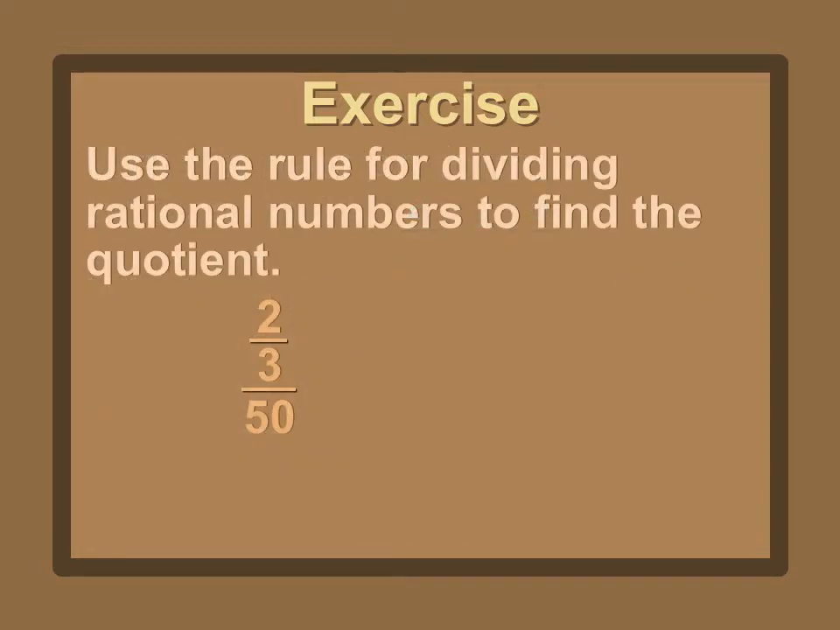All right, so let's remember how to divide fractions. So for example, if we have 2/3 divided by 50, remember dividing is the same as multiplying by the reciprocal. So this would be 2/3 times 1 over 50, since the reciprocal of 50 is 1 over 50. And that gives us 1 over 75.